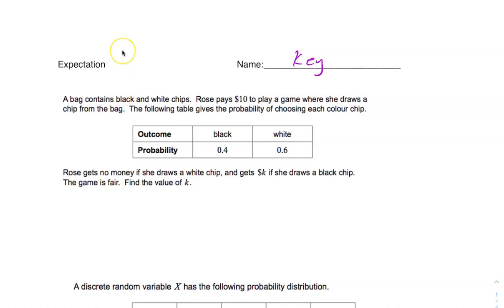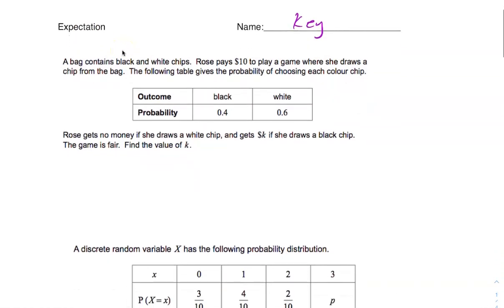Okay, let's go through the expectation worksheet. So part 1. The bag contains black and white chips. Rose pays $10 to play a game where she draws a chip from the bag. The following table gives the probability of choosing each color chip. Color is spelled with the nice British spelling, as in IB. So here we go. Outcome: black, white; probability 4 and 6.